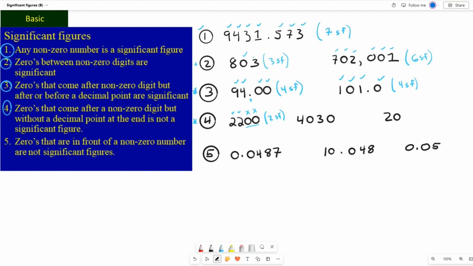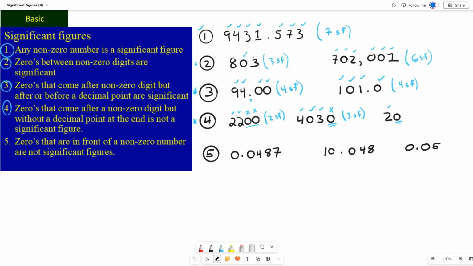If we take a look at the next number, 4030, obviously the 4 and the 3 are significant because they're non-zeros. This is a 0 that comes between two non-zero numbers, so it's significant. But this 0 at the end, it's at the end of a number, and it's not a decimal number, so it is not significant. So this 4030 has 3 significant figures. And then if we take a look at the number 20, the 2 is significant, but the 0 at the end of the number that does not have a decimal, that is not significant. So the number 20 would have 1 significant figure.